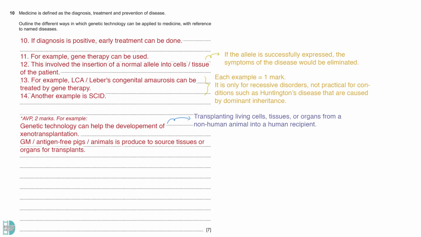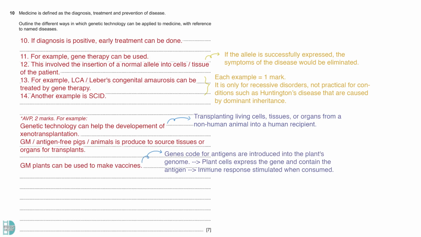GM animals are used to produce tissues or organs for transplantations. Additionally, scientists are now exploring the potential use of GM plants in vaccine production. They introduce genes that code for antigens into the plant's genome. The plant cells will then express the gene and contain the antigen. When they are eaten, an immune response will be stimulated in the consumer, achieving the goal of vaccination. If you know any other correct examples, you can also receive AVP marks.